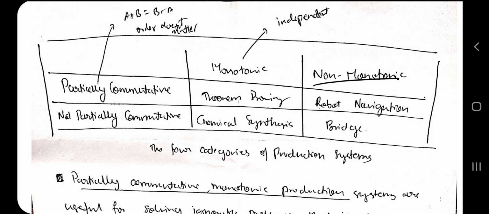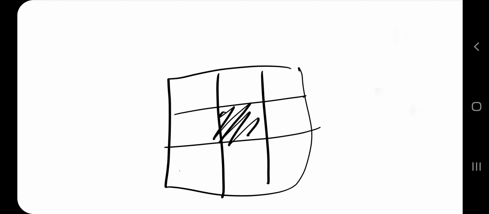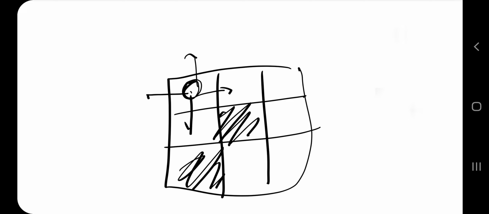The next one is non-monotonic, which is robot navigation. Non-monotonic means it is dependent. For example, robot navigation: suppose that you have a maze, and in that maze you have obstacles. So what will the robot do? The robot is standing here. The moves are dependent. Why I say that: suppose the robot can move in four directions: here, here, here, here. Now, suppose the robot moved here. Then in this position he cannot move here, here, or here. He should just go back, right?